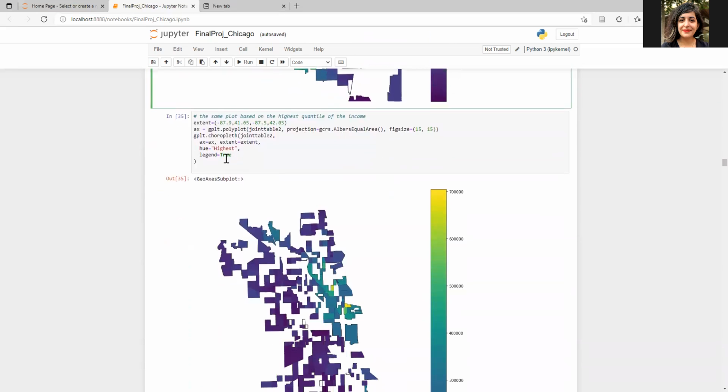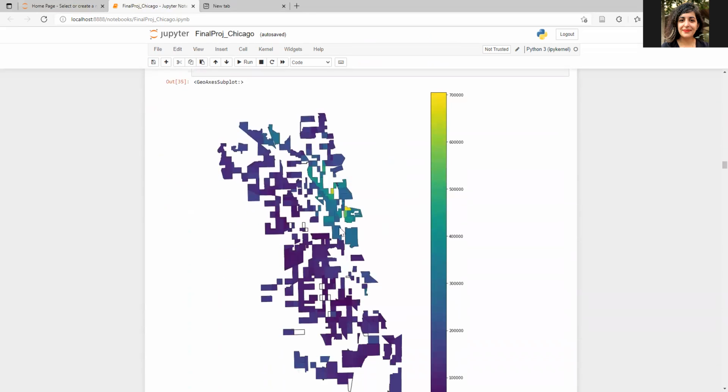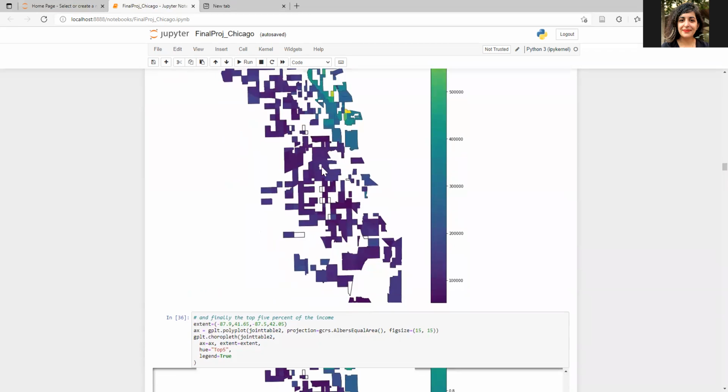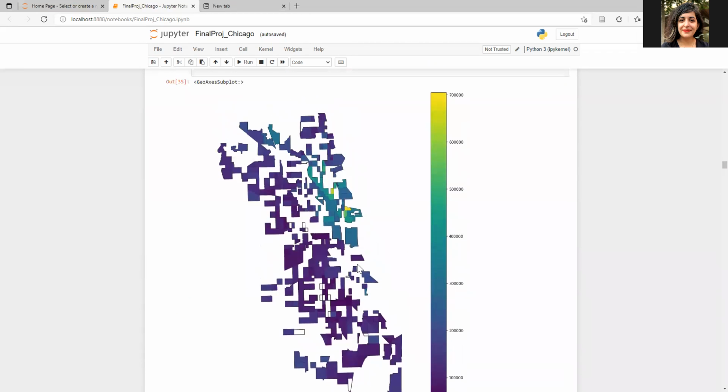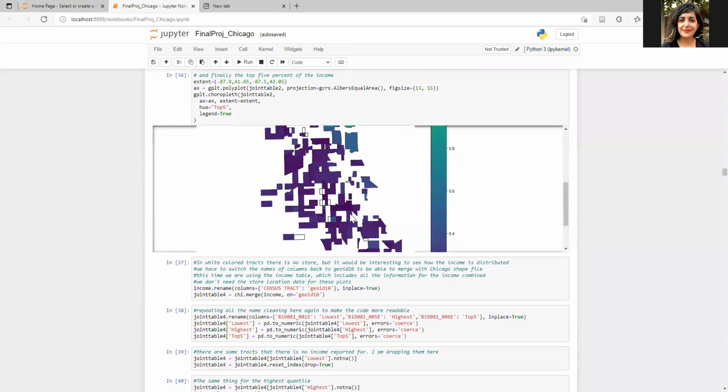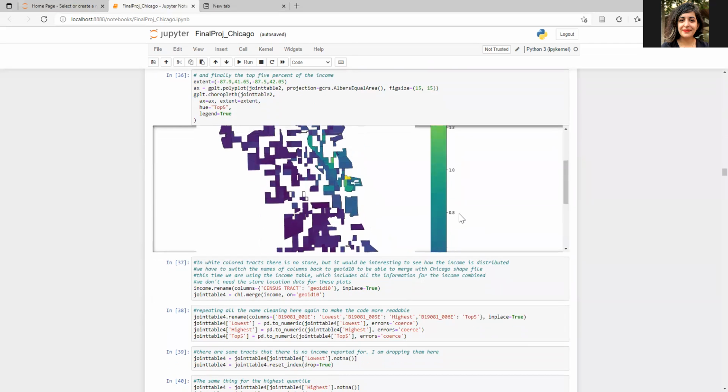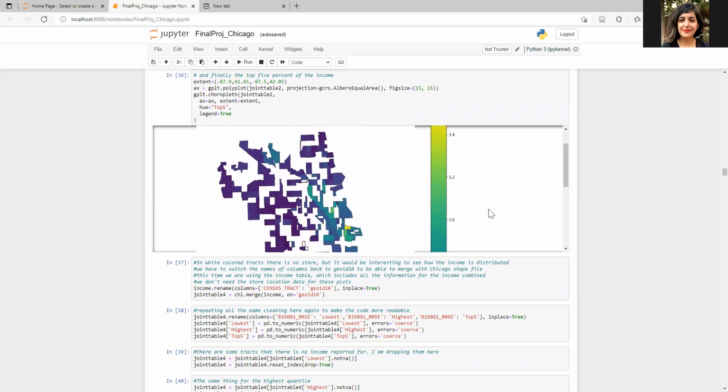I got the same result for the highest quantile. So again, downtown is better, the South side is in the lowest part, and the North was a little bit in between. The same thing for the top 5%.